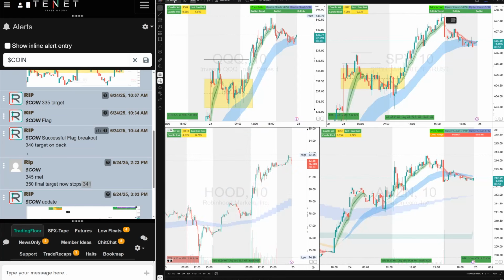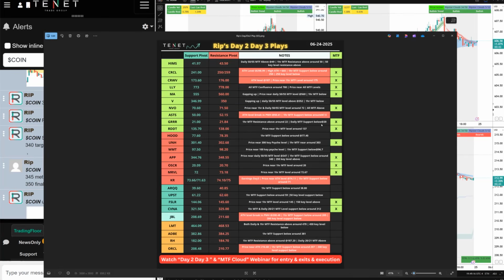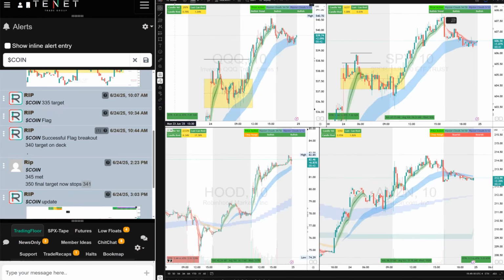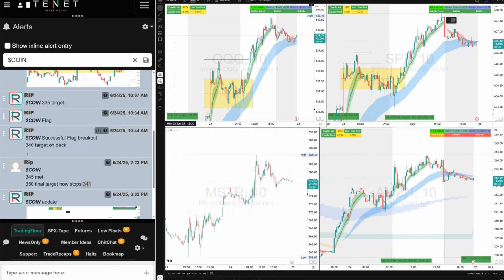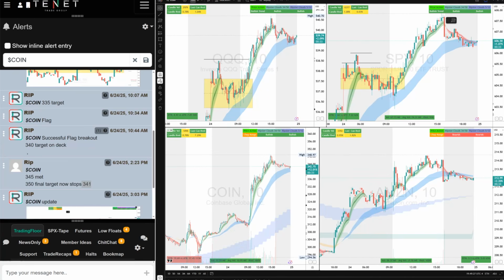You could trade HOOD. HOOD was a decent breakout. It was also on our day 2 setup. If you take a look here, HOOD was our day 2 setup. Then you could long MSTR, but the best setup was COIN. And you do not puke. When you are in a long setup like COIN, you hold it all day.